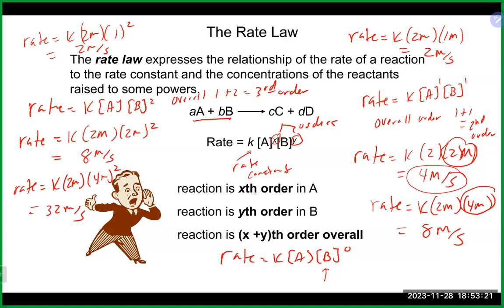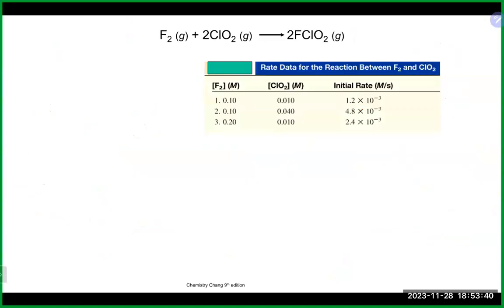So that's what the orders are: the proportion of those things that you need to maintain a particular rate. By the way, the orders in the rate law are always found experimentally. They are never found by the coefficients in the equation. You always have to find them experimentally. So let's talk about how you do that. Probably the best way to do it is through a calculation.